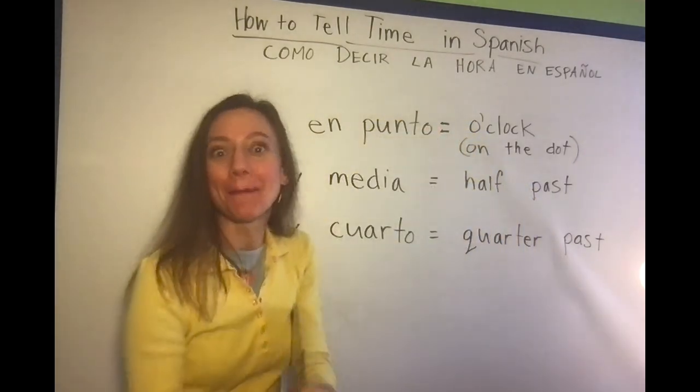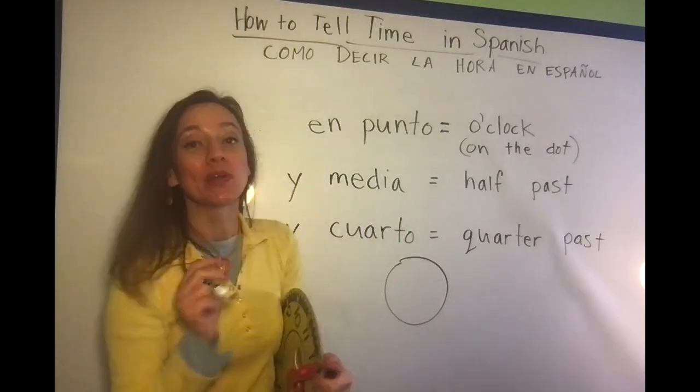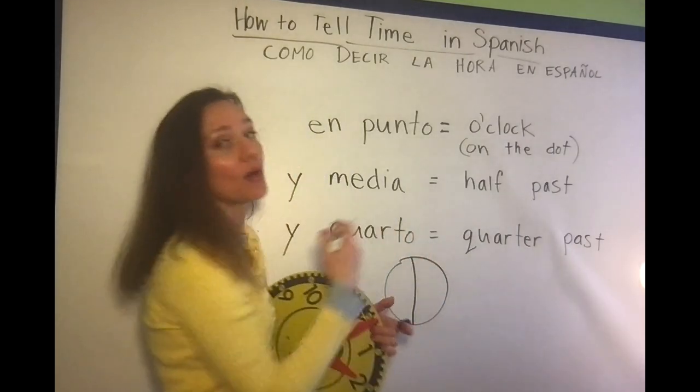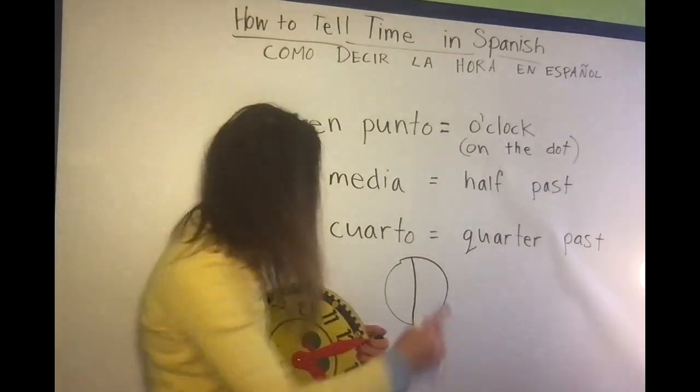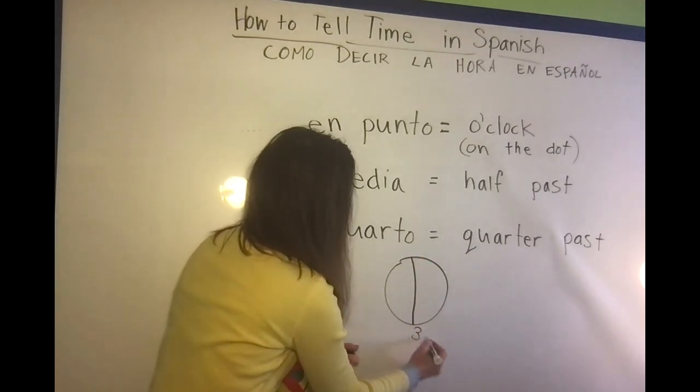Now let's think about math class again. So we have a circle. We know that half of the circle, okay, is this. And we just reminded ourselves that half of an hour is 30 minutes.